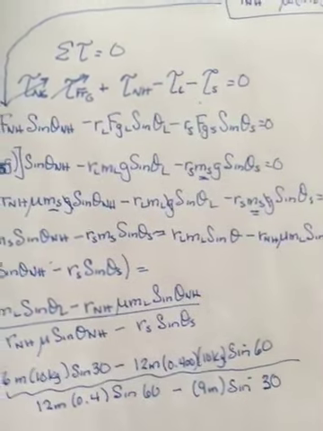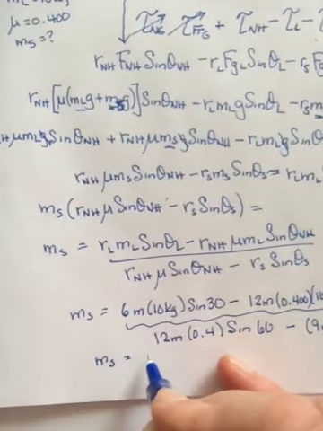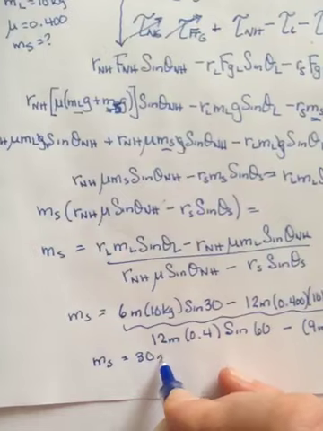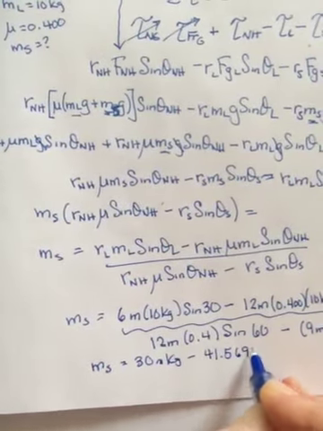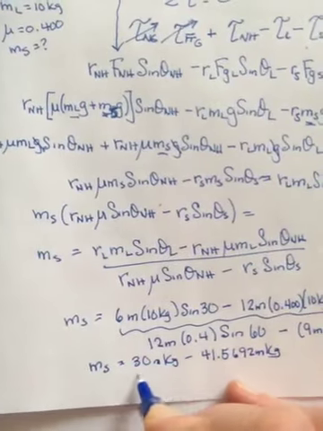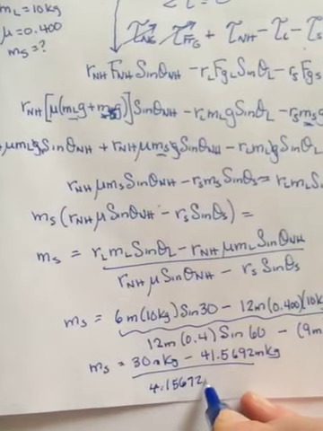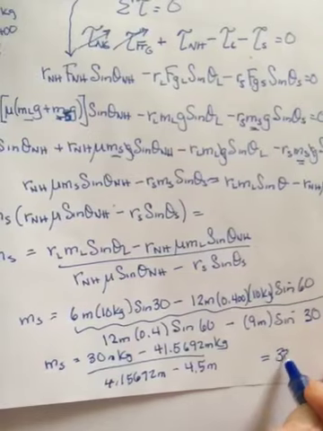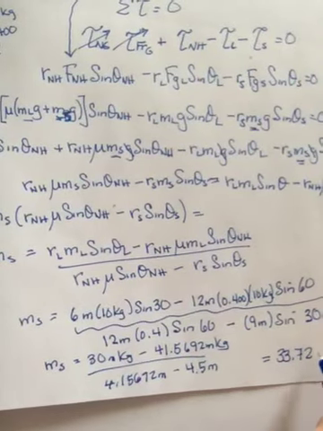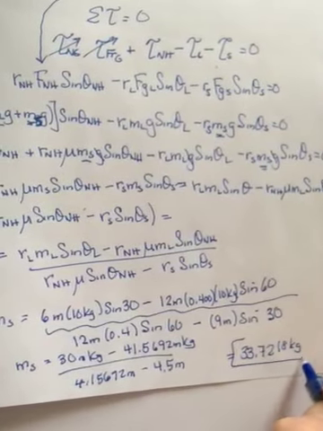And now you need to carefully punch this into your calculator. Okay? And this first term I think is 30 meter kilograms minus 41.5692 meter kilograms on the top. The bottom, 4.15692 minus 4.5 meters. That's just in case you get messed up. Punching it in, 33.7218 kilograms. Okay, that is the answer.